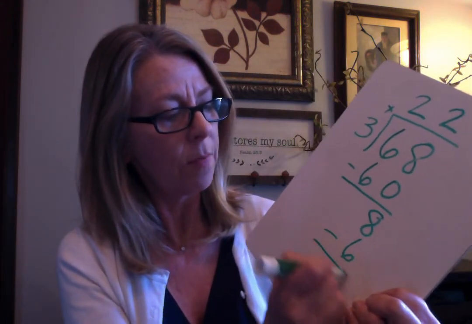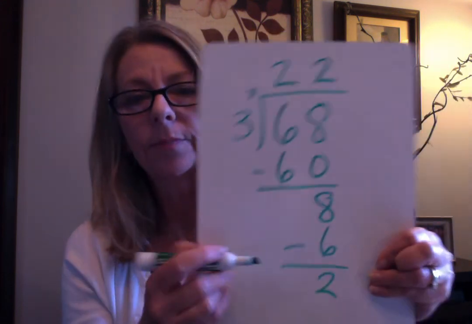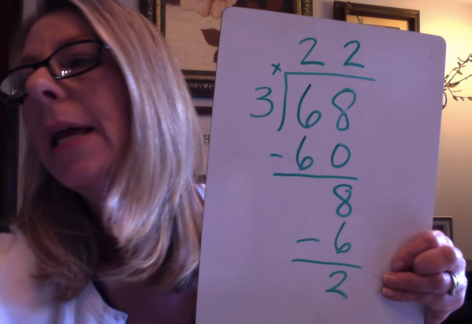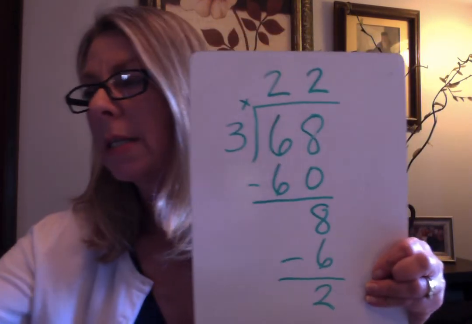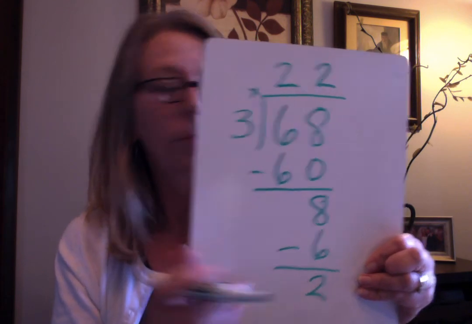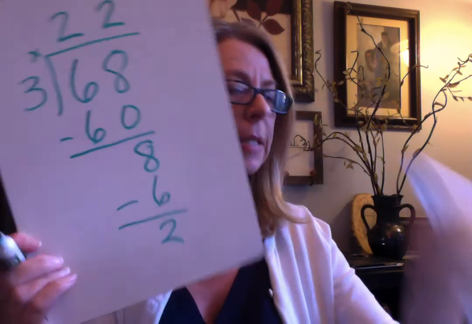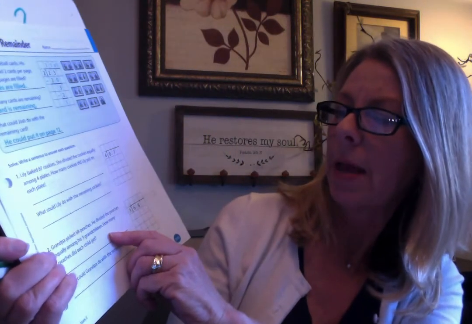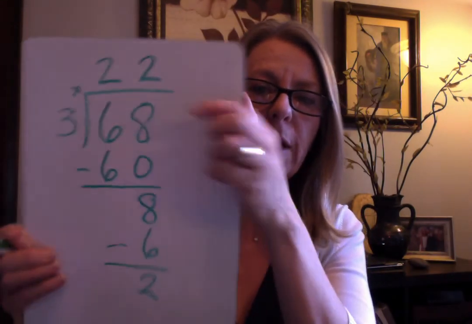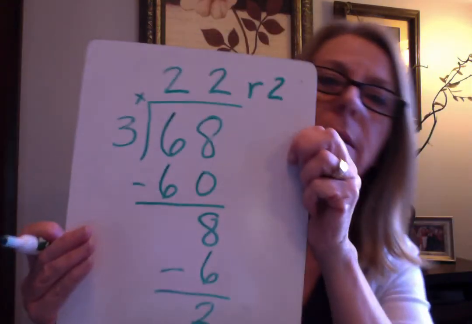And then how many are left over? There would be 2, right? So each child would get 22 peaches. And then there would be 2 left over. Okay, so on your page, it says, right here, how many peaches did each child get? Well, we know they each got 22, right? And then there was a remainder of 2 extra peaches.